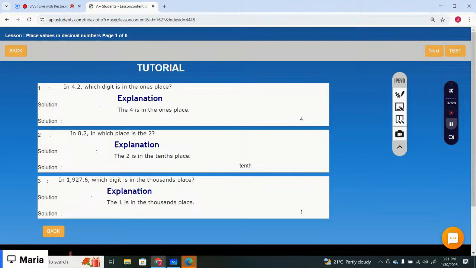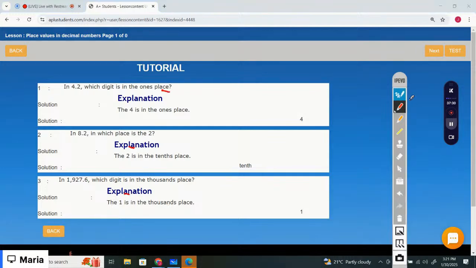In 4.2, which digit is in the ones place? The important thing you need to learn in decimal numbers is the place value chart. That is very important. Here you have the decimal point. Before the decimal, you have the ones digit, tens digit, hundreds digit, like the ones we learned earlier.